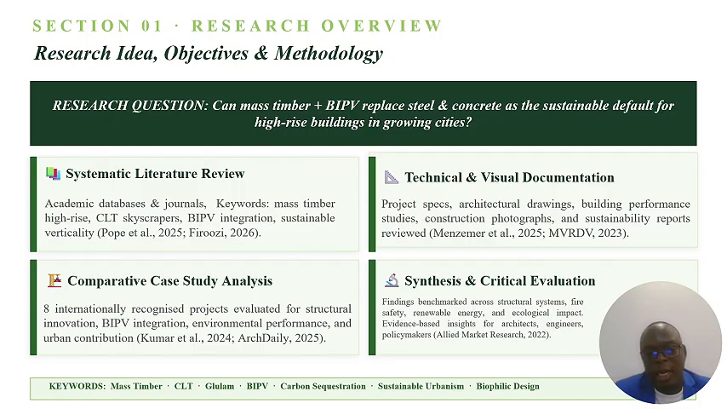From the research idea, it gives me different types of approaches such as the systematic, technical, comparative, synthesis, and critical evaluation. This simply means to combine mass timber with a building envelope, which is building integrated photovoltaic, that can be used to replace concrete as the sustainable default for high-rise buildings in growing cities such as Amsterdam, Italy, and China. They all use it on the facade.